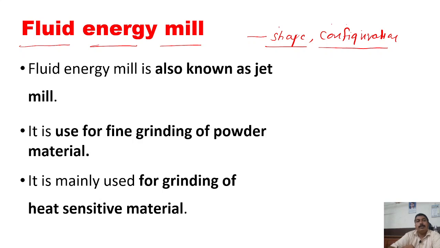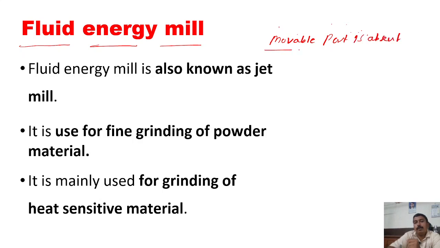So why is this mill very special? Because here the most important thing is that in the fluid energy mill, the movable part is absent. In the hammer mill, the hammers are continuously moving, and these hammers break the particle by the impact mechanism. In the ball mill, the stainless steel balls are continuously moving and the particles are broken with the help of attrition as well as impact.